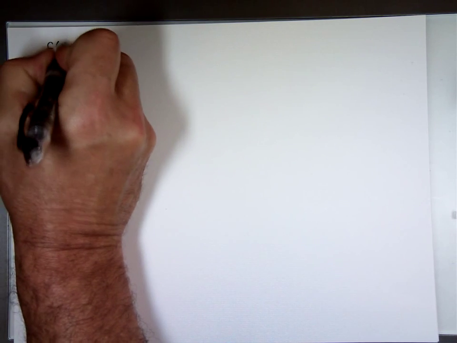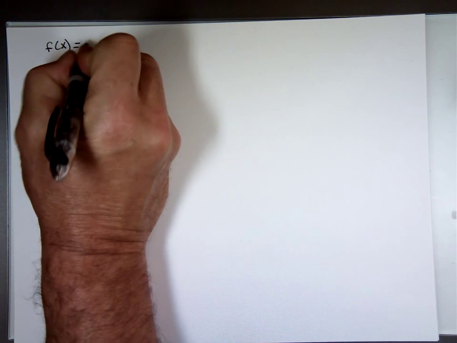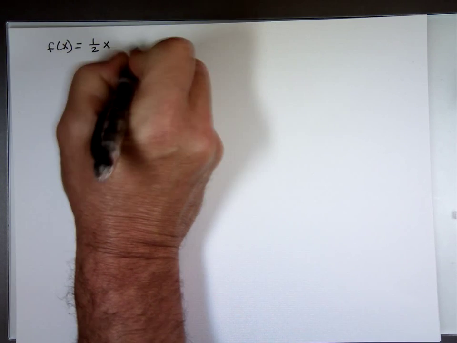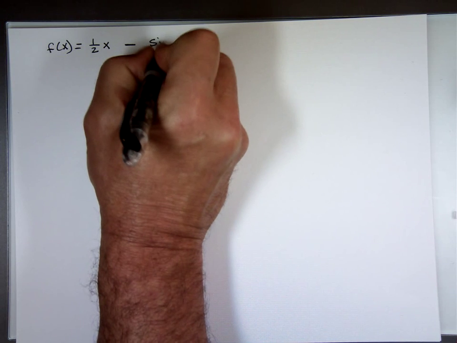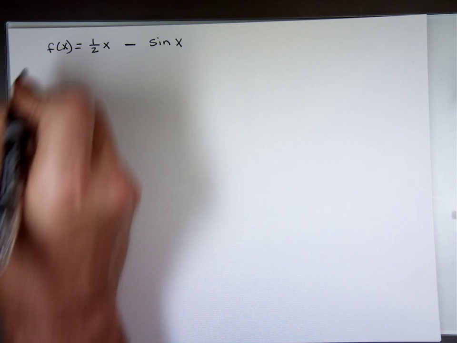f of x equals 1/2 x minus sine of x. Again, I want to know where the function is increasing, where the function is decreasing, and what's the story with it? I need to know what the derivative is.